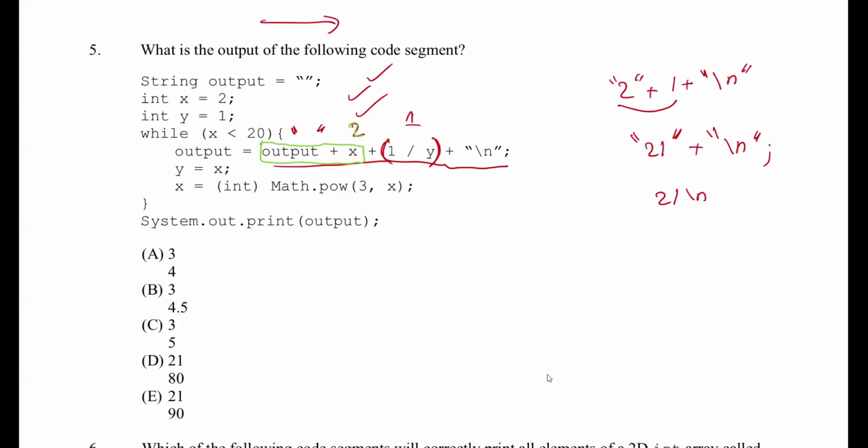Then let's put the x value to the y, so y became 2. When we go to this line, x is 2. So 3 to the power of 2, Math.pow, is 3 squared. This is the base, this is the exponent, and it will give you 9. X is now 9. Then it checks again here: is it less than 20? Yes, it's less than 20.